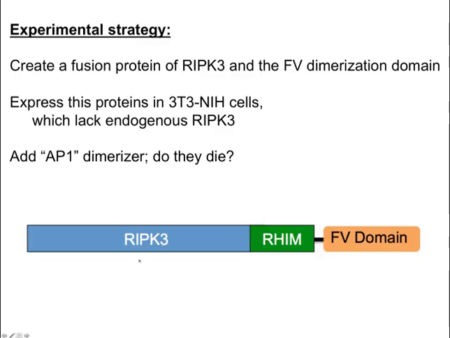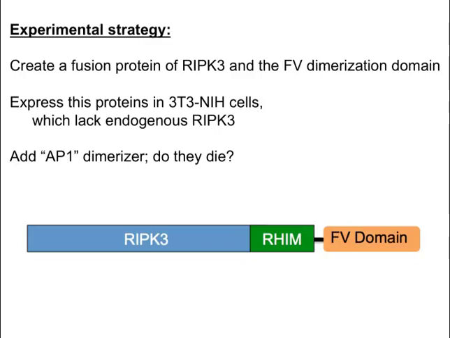And I should mention that the domain layout of RIP3 is such that it has this N-terminal kinase domain, which is shown here in blue, but then, very importantly, has this C-terminal domain called a RHIM domain, RIP homotypic interaction motif. And this is a small domain that's able to mediate the interactions between either multiple molecules of RIP3 or between RIP3 and RIP1.